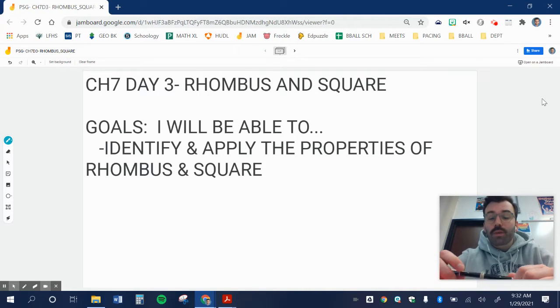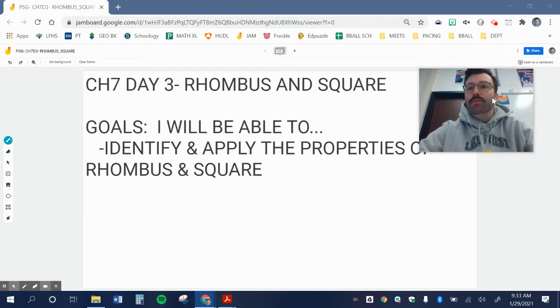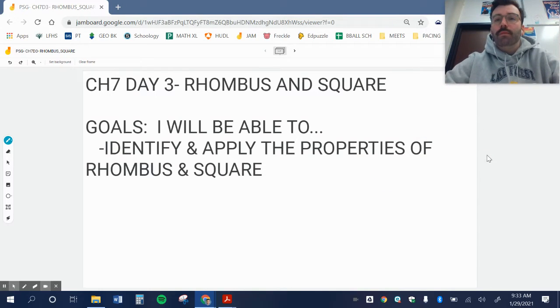Right, here we go. We are on chapter 7, day 3. Okay, so you want to title your notes? I would title your notes rhombus and square. Here are our goals for today. We're going to talk about the properties of rhombuses, rhombi, a rhombus, and squares. After that, we're going to apply those properties to help us solve some problems.